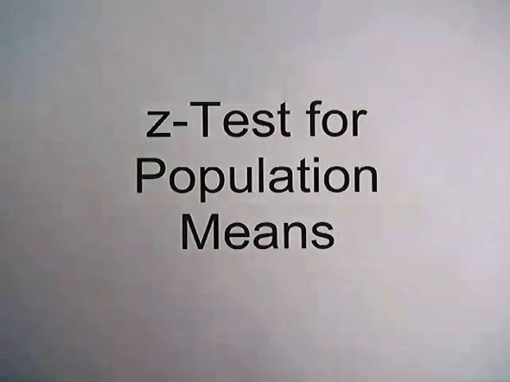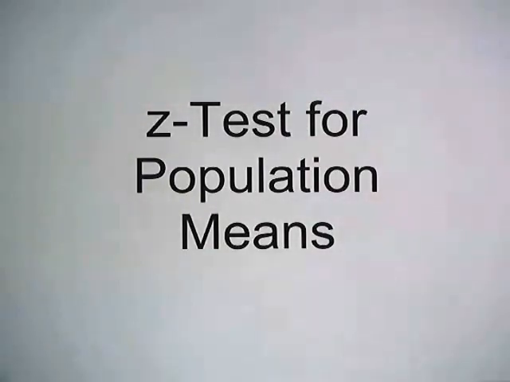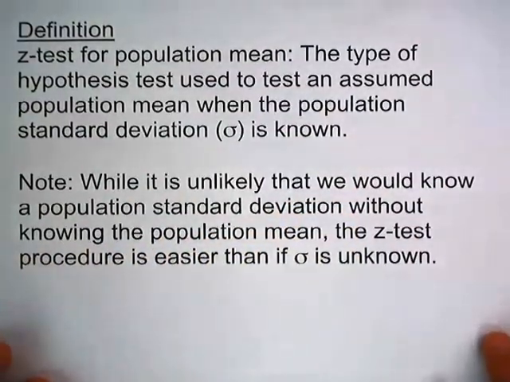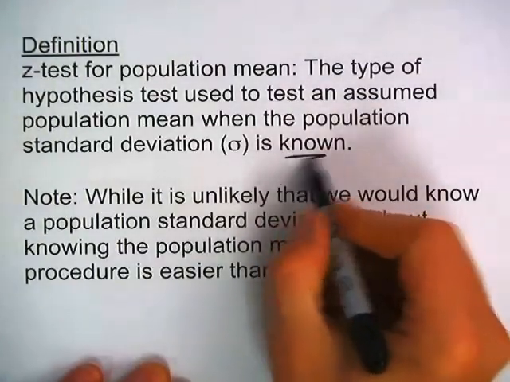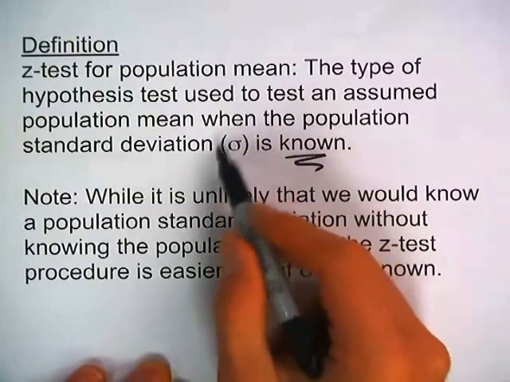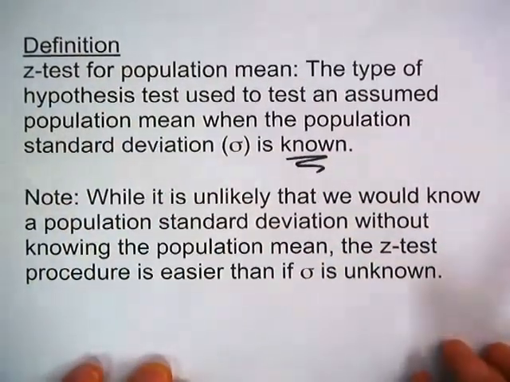Hi, this tutorial covers the z-test for population means. Alright, so let's start with a definition. The z-test for a population mean is the type of hypothesis test used to test an assumed population mean when the population standard deviation is known. So when sigma is known, we're going to use this z-test.